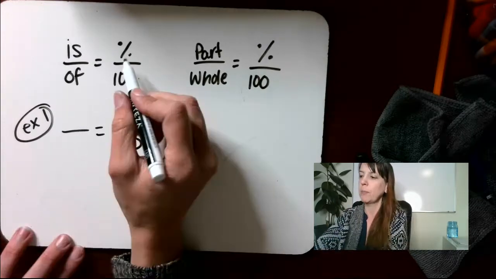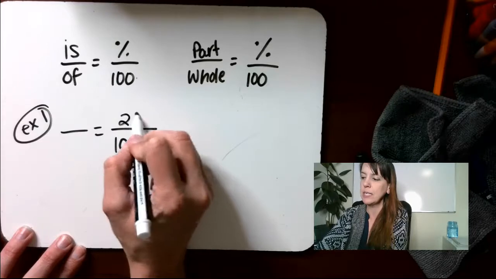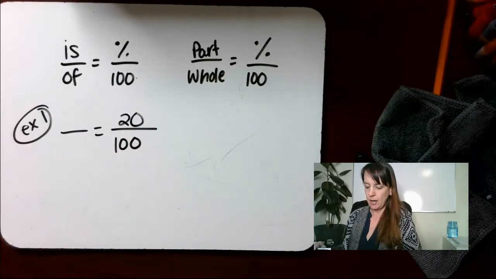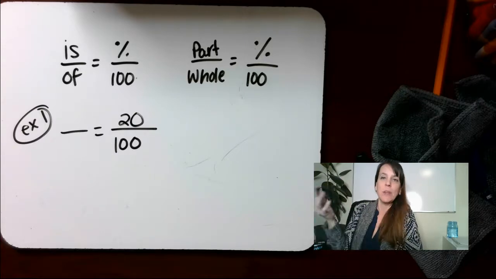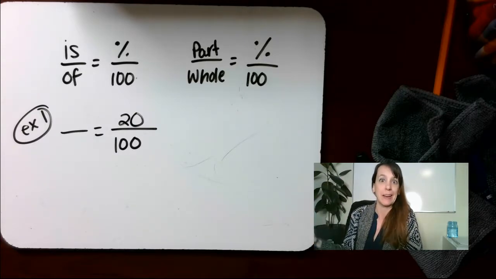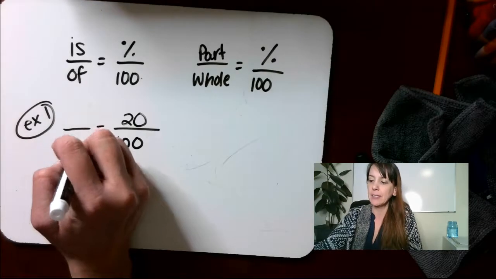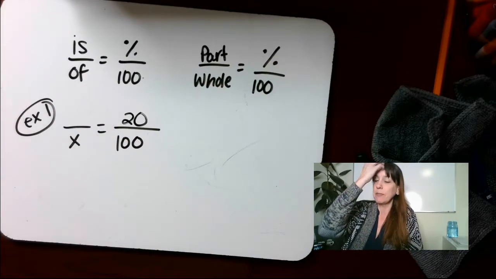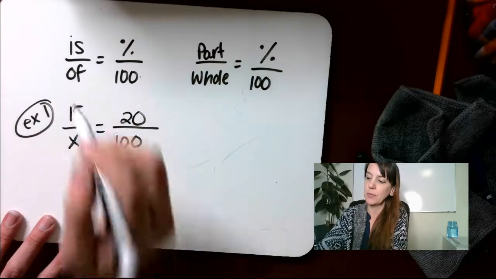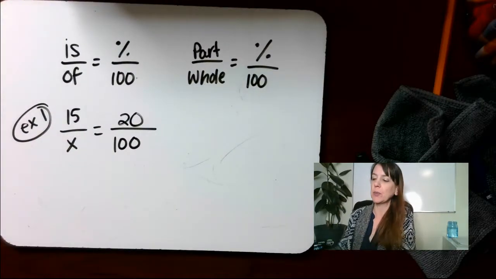20%, well, our percent goes above our 100, so 20% of what number, and now the word what means X. What number means like, hey, what are we looking for? So X goes down here because it's an of, is 15. That goes right here. So the way that we would solve this is we're going to cross multiply.